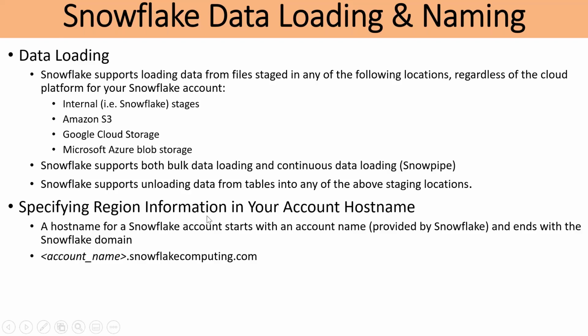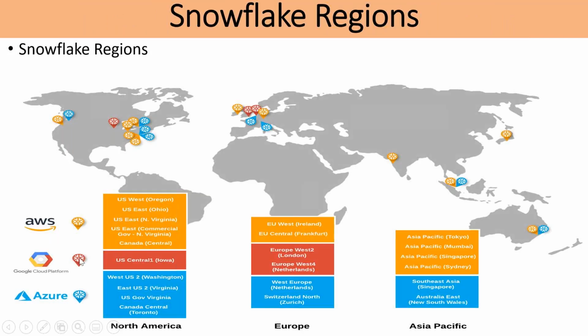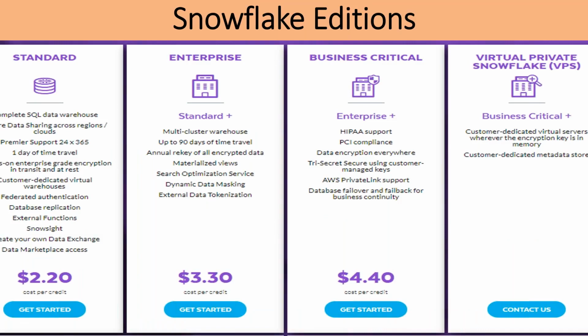I have explained to you about the region information, how the Snowflake naming convention happens. These are the regions in which you can implement your Snowflake. The orange ones are AWS. They have one in Mumbai as well. GCP is a little limited. GCP was a late entry into Snowflake. The first one was AWS and the second one was Azure.